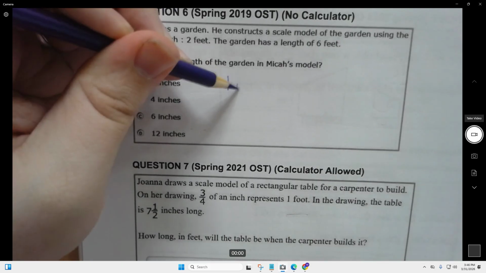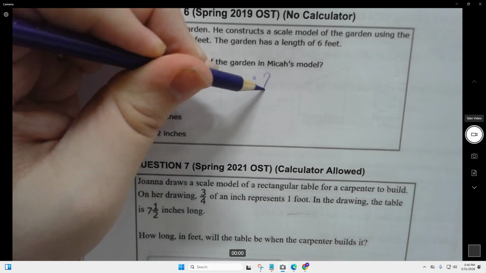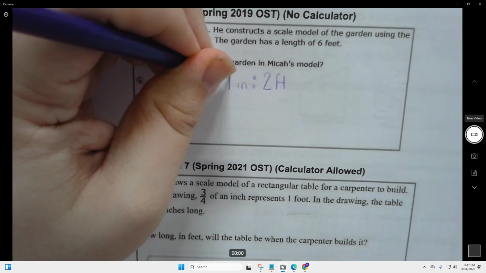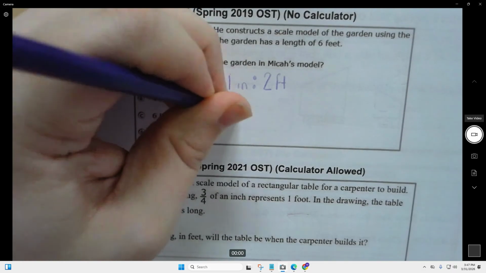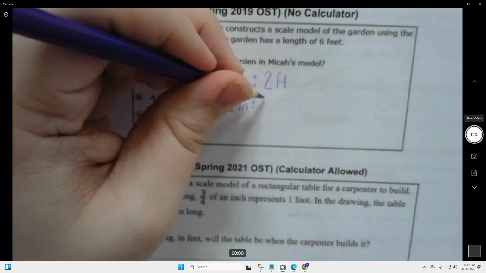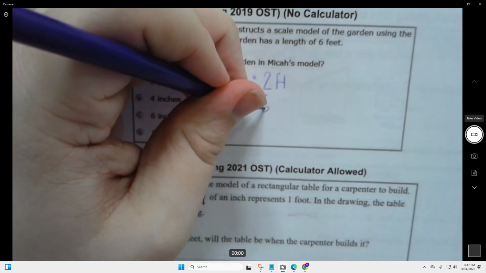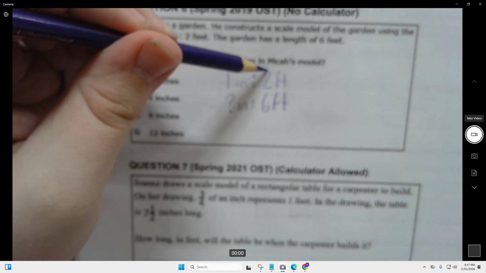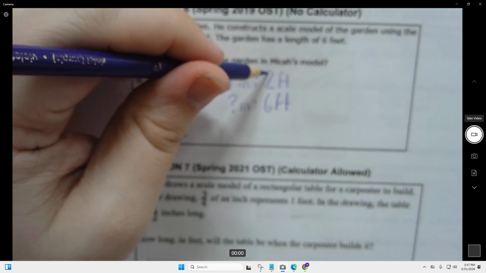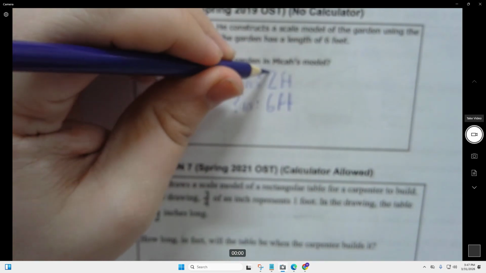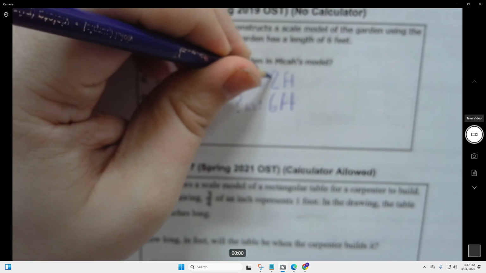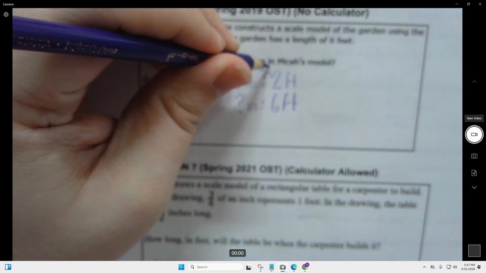So we're working with 1 inch to 2 feet. And we're going to question mark inches out of 6 feet. So, there's a number of ways you could do this, but to keep it consistent with what we've been doing, how do you go from 1 to 2? By multiplication. You multiply by 2.